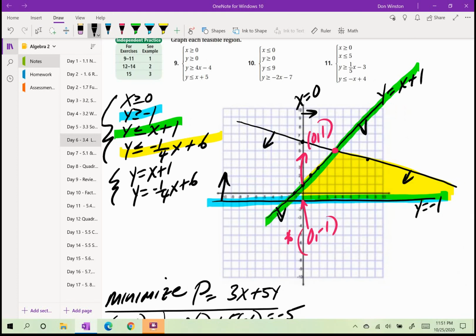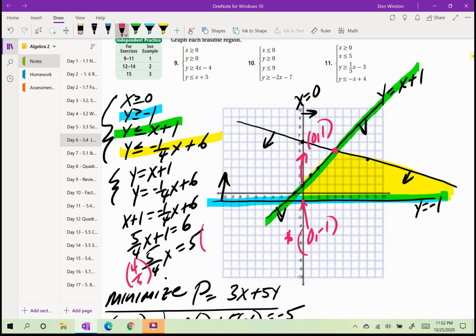So let's set y equal to y. Easiest substitution problem you ever have. So x plus 1 equals negative 1/4 x plus 6. If I add 1/4 x to both sides, 1 and 1/4 gives me 5/4 x plus 1 equals 6. So 5/4 x equals 5 if I subtract 1. And then if I multiply both sides by 4/5, I get x is equal to 4, which I can certainly see there.